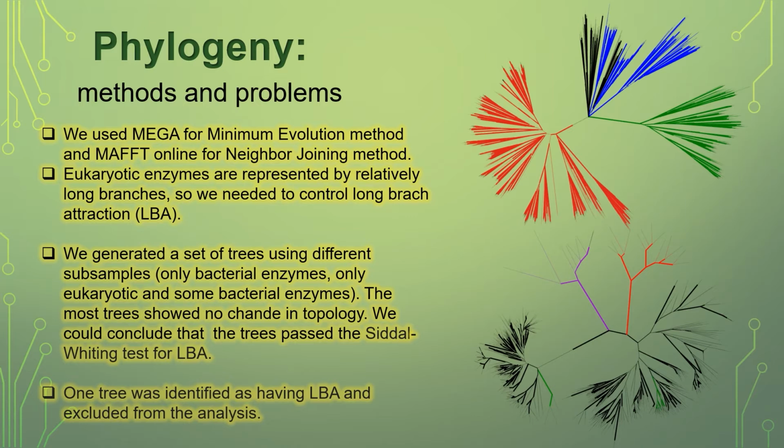Moreover, there was a big danger of long branch attraction in our trees, because eukaryotic cyclooxygenase-like enzymes form relatively long branches in our trees. We used the modified Siddall-Whiting test for long branch attraction, and one tree was identified as having long branch attraction and excluded from our analysis.